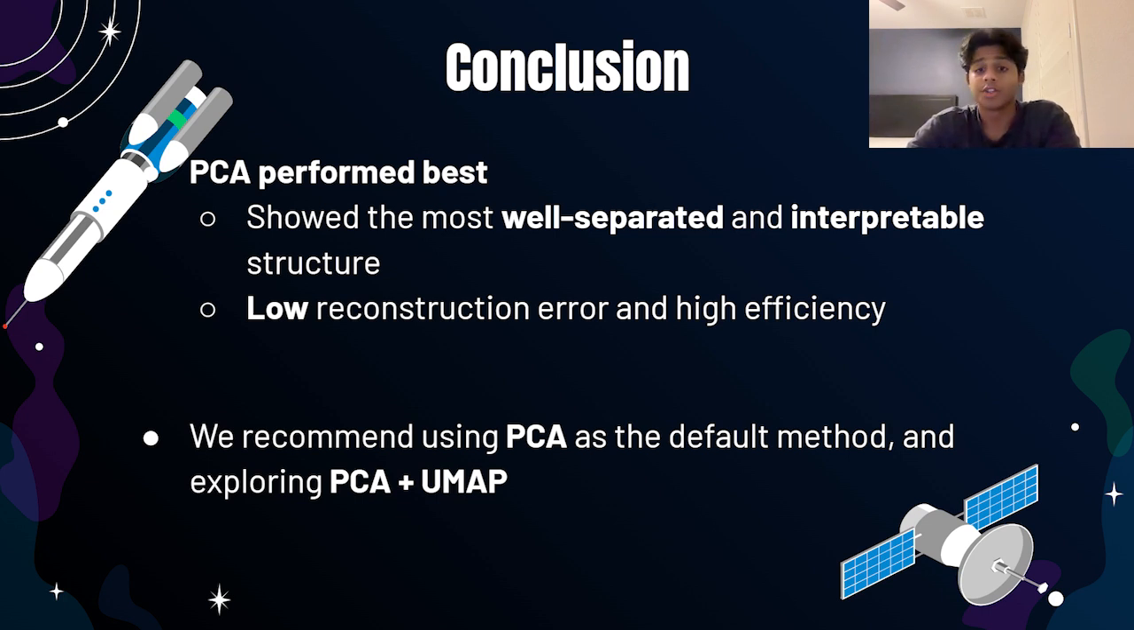Our results clearly showed that PCA provided the most well-separated and interpretable structure. Given its strong performance, low reconstruction error, and high speed, we recommend using PCA as the default dimensionality reduction method. For cases where local relationships matter more, a hybrid approach combining PCA with UMAP could be more useful in the future.